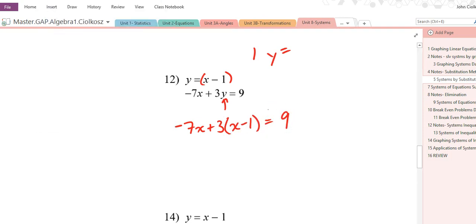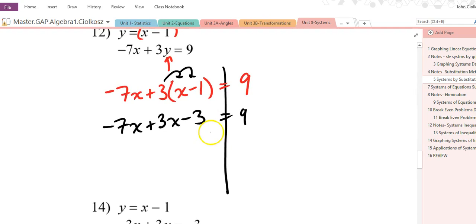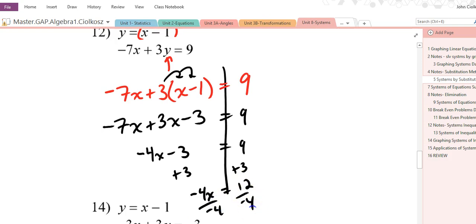From here, as I've said, we distribute first. So I'm not doing anything with the negative 7x plus 3x minus 3 is 9. We can combine these two terms here because they're like terms and on the same side. So same side of the line, just combine. Let's add 3 to both sides. So I have negative 4x plus 12, divide. So I'd get x is equal to negative 3.